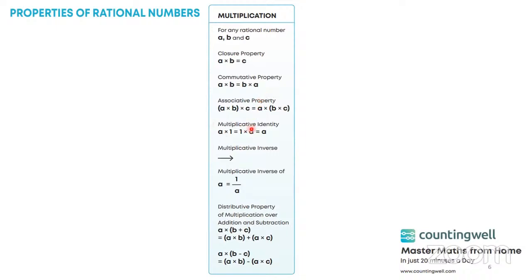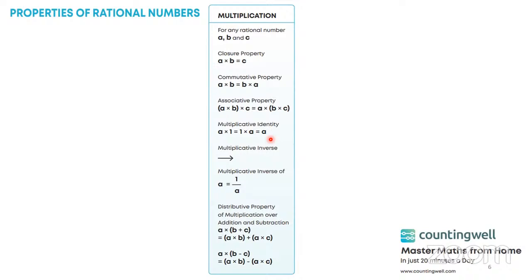Now let us see what is multiplicative identity for rational numbers. We had additive identity for rational numbers. In similar way, we have multiplicative identity for rational numbers. Multiplicative identity of rational numbers is nothing but the number which when multiplied with a rational number gives you the same rational number. So in this case, that number is 1. Here 1 is called the multiplicative identity, which is fixed for every rational number.